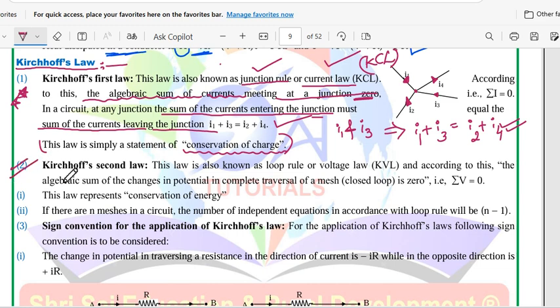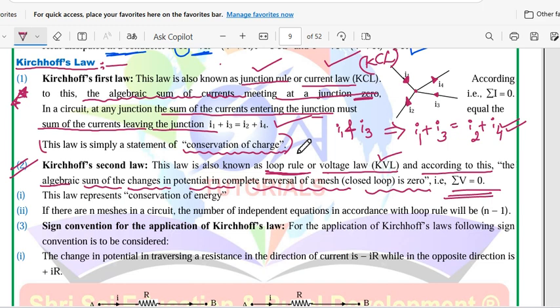If you consider Kirchhoff's second law, this is also the same. Here conservation takes place. But Kirchhoff's second law is also known as the loop law or voltage law, Kirchhoff's voltage law. According to this, the algebraic sum of changes in potential in a complete traversal of a mesh or a closed loop is equal to 0. The algebraic sum of all the voltages, that is potential differences across all the elements, and EMFs of all the sources in any closed electrical circuit is 0.